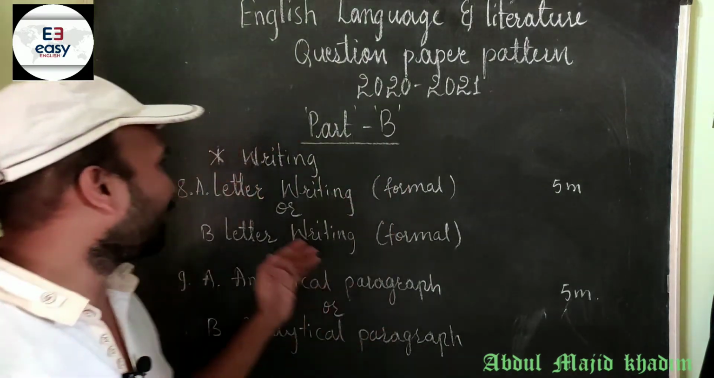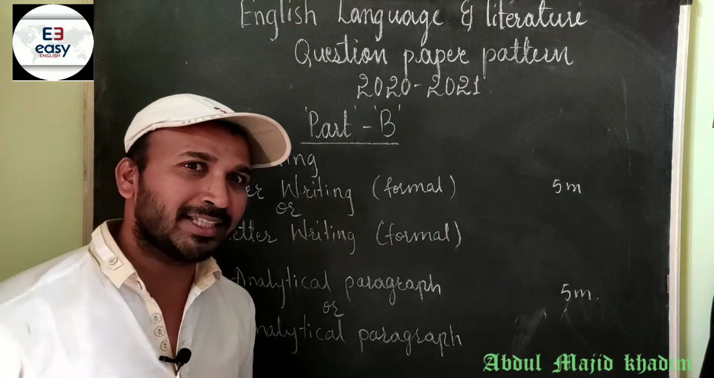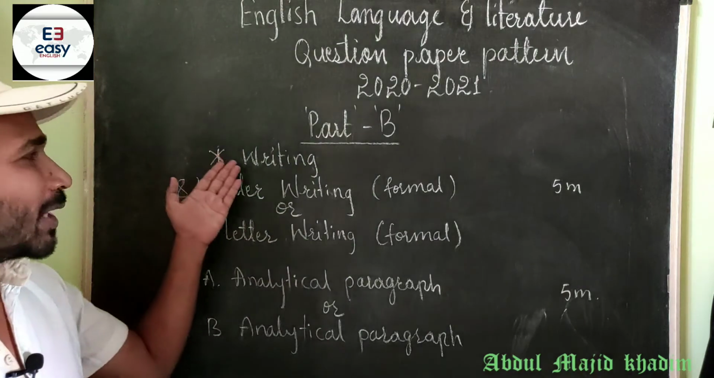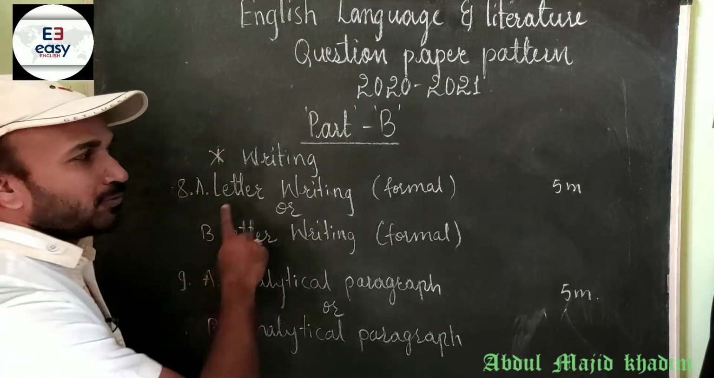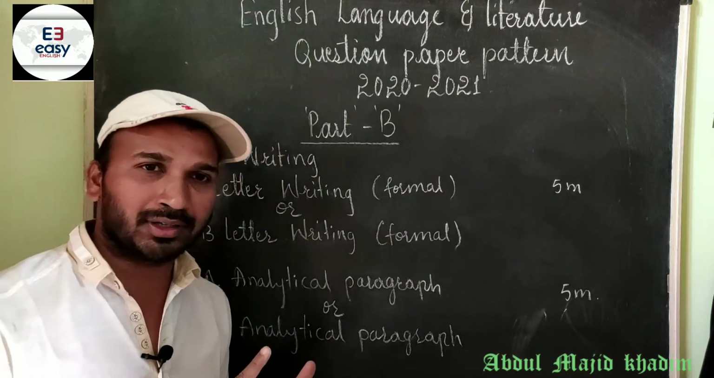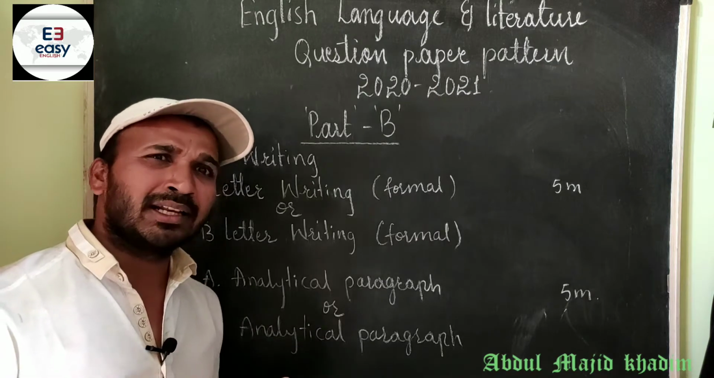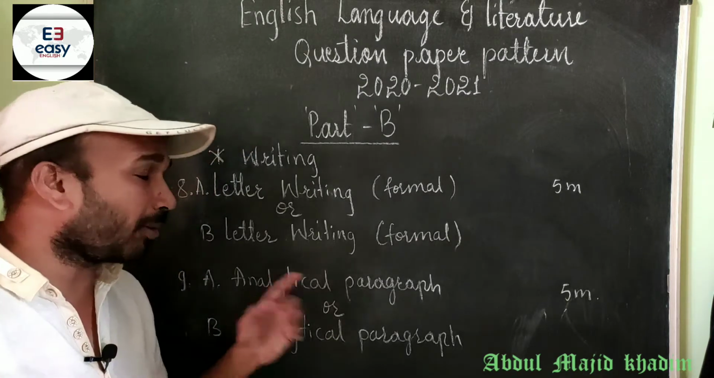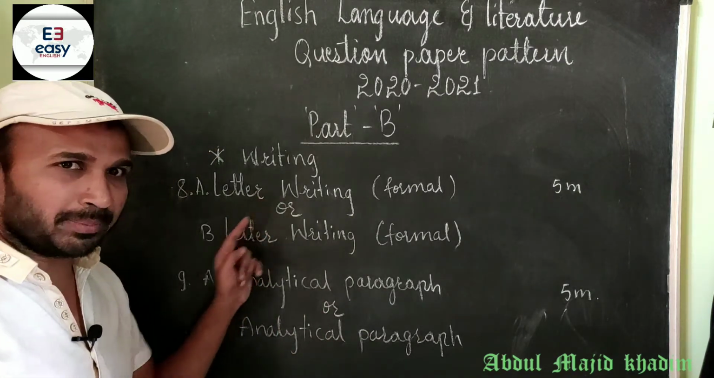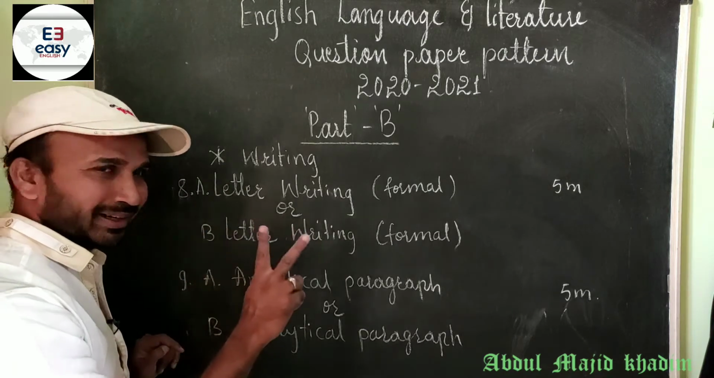Part B will have the writing part. We will see what things will be there in the writing part. The writing part has a formal letter. It may be a letter of inquiry, a letter of complaint, a letter for placing an order; this type of formal letter will be there. Any 2 formal letters will be given, that is question number 8, A and B. These 2 are letter writing only.